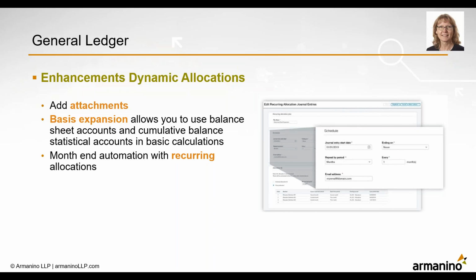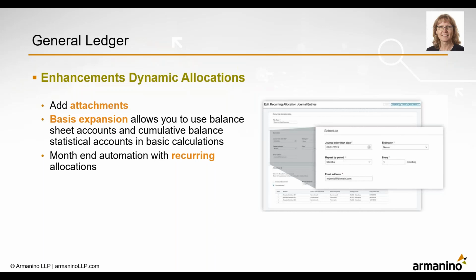Also related to General Ledger, of course, are dynamic allocations, which is a separate module, but we put this under our General Ledger area. You have the ability now to add attachments in dynamic allocations, which is really nice. Also, the basis expansion allows you to use balance sheet accounts and cumulative balance statistical accounts in any of your basic calculations. So that's a nice enhancement.